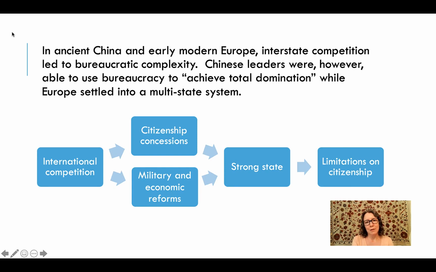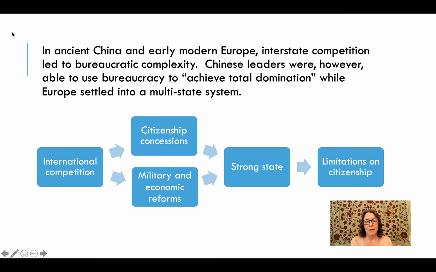Here are examples of a broad hypothesis or theory and a causal diagram for Hui. Let me start by saying that I'm not 100% comfortable with this version of the causal diagram, but it is one version of how you could interpret her narrative. In general, her argument said that in ancient China and early modern Europe, interstate competition led to bureaucratic complexity. In China, however, leaders were able to use this bureaucracy to achieve total domination, while Europe settled into a multi-state system.